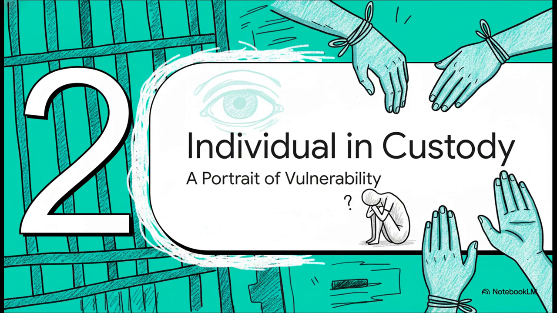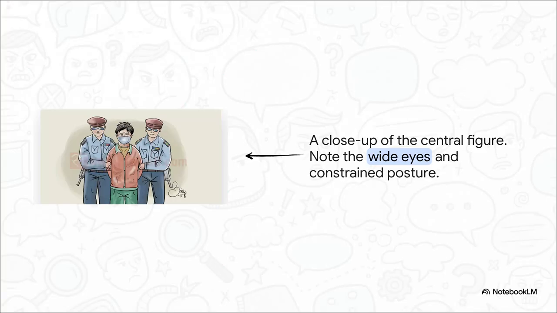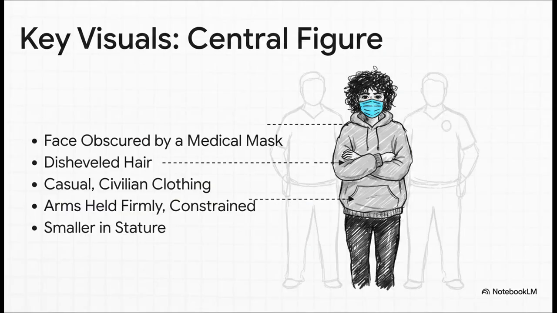Okay, so now let's shift our focus. We're going to move from those figures of authority to the individual, right there in the center of it all, the person in custody. And you'll see the artist creates this incredibly powerful contrast. As we zoom in on them, the feeling is just completely different, isn't it? Where the officers were all sharp lines and rigid, this figure feels softer, almost less defined. You can see their eyes above the mask, and they look wide, concerned. And their posture, it's all about constraint, not control. Every single detail here seems to signal a kind of powerlessness.